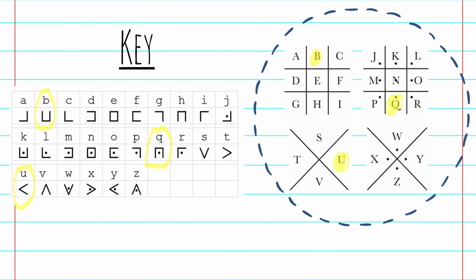And for Z, it's right here. And don't forget the dot. So it's quite simple to make the key for this once you get the hang of it and understand how to read this cipher. Now on the next slide, we're going to go ahead and try to do an example together. So let's go ahead and do that.